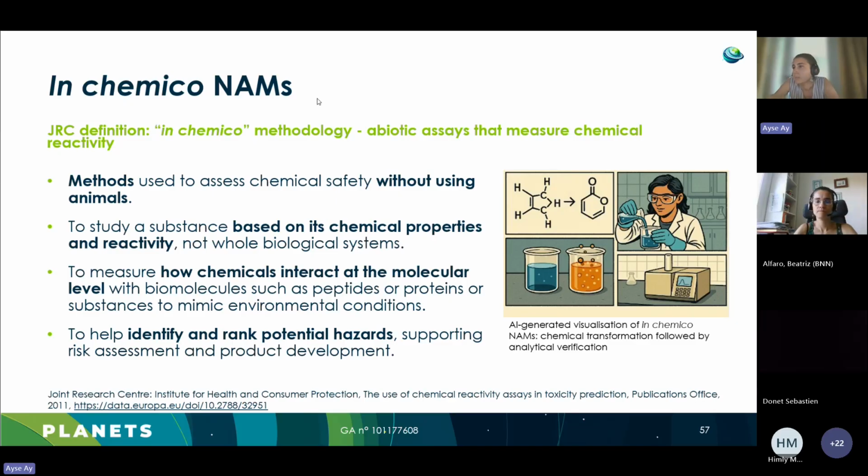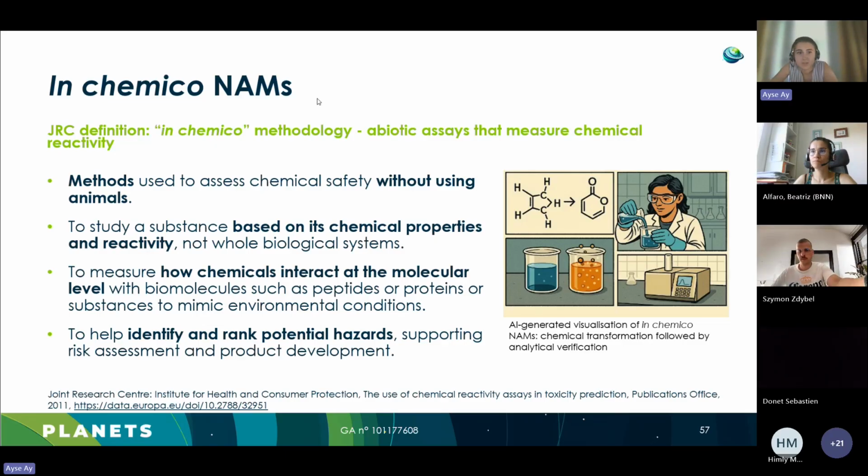For example, this can be with biomolecules such as peptides or proteins, or you can also use substances to mimic the environmental conditions of your potential exposure. Overall, they help us to identify, rank, or prioritize potential hazards and support both risk assessment and product development. Through this presentation, I will introduce some in-chemical assessment methodologies. These methods do not represent what we specifically apply at our company, but methods from OECD guidelines or from publications.